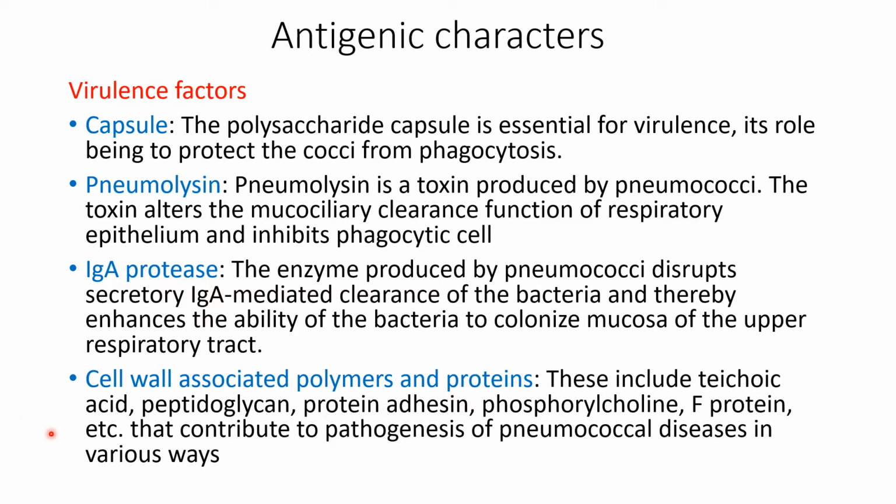And the last virulence factors are the different polymers and proteins present in the cell wall of Streptococcus pneumoniae. These include teichoic acid, peptidoglycan, adhesins, which are proteinaceous in nature, phosphorylcholine, M protein, etc. All of these contribute to the pathogenic process of pneumococci in different ways.